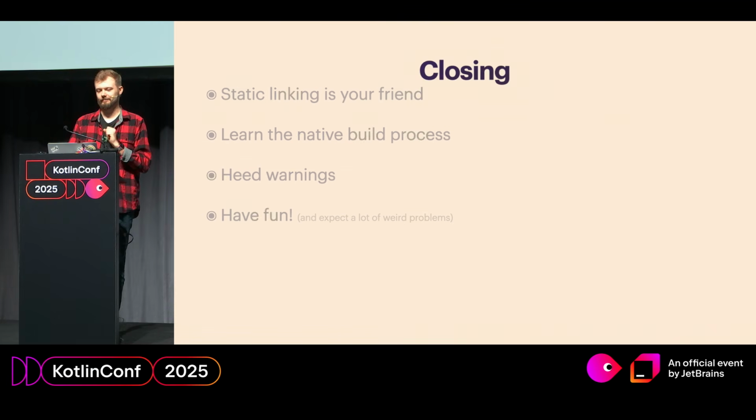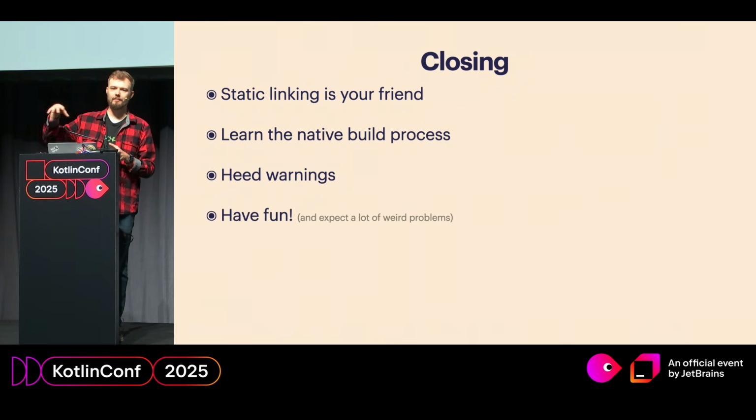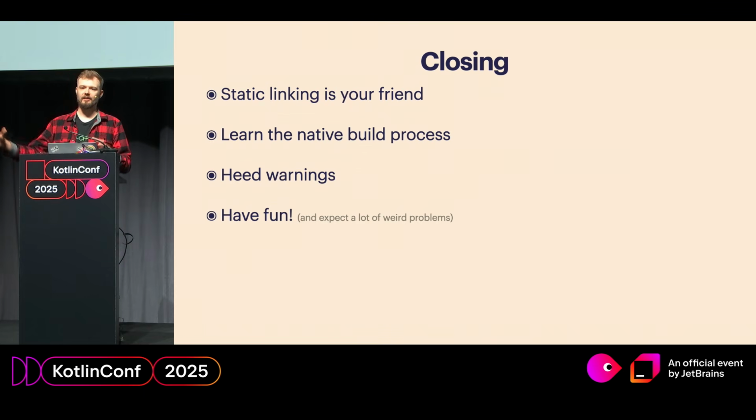In closing, static linking is your friend. If you can, link statically. There are a lot of benefits in it, especially in Kotlin Native. Learn the native build process. It may seem like it's kind of abstracted away from you, but oftentimes, once we make a change or add a new dependency, we get these weird issues in the native build process. And if you don't understand it, you won't be able to resolve those. One more time, heed the warnings. And then, of course, have fun with it. Expect a lot of weird issues along the way.